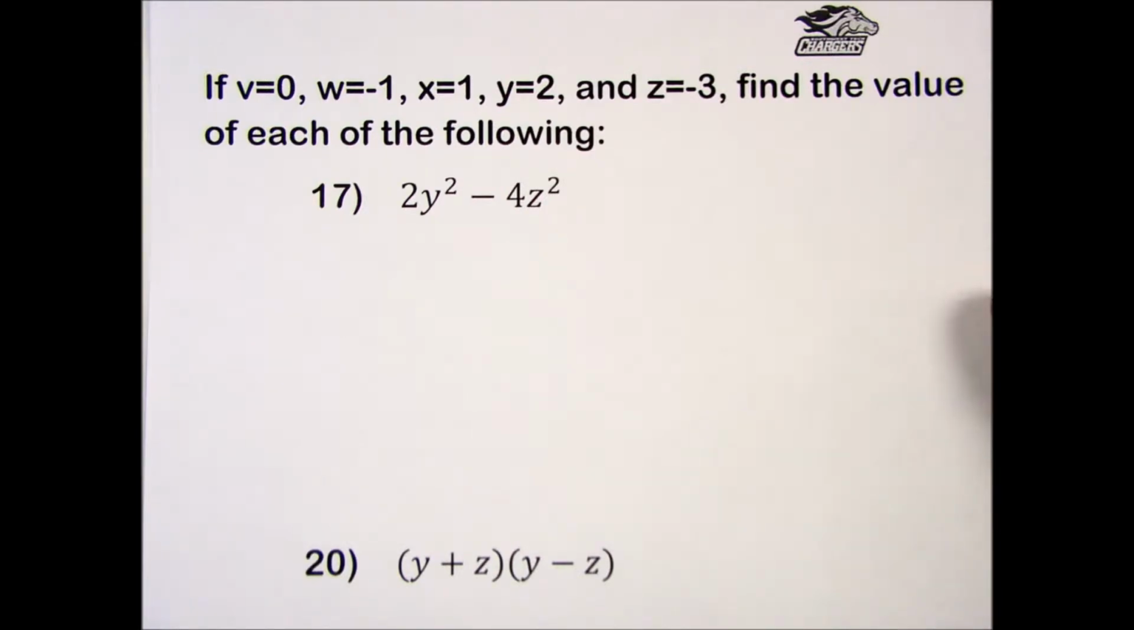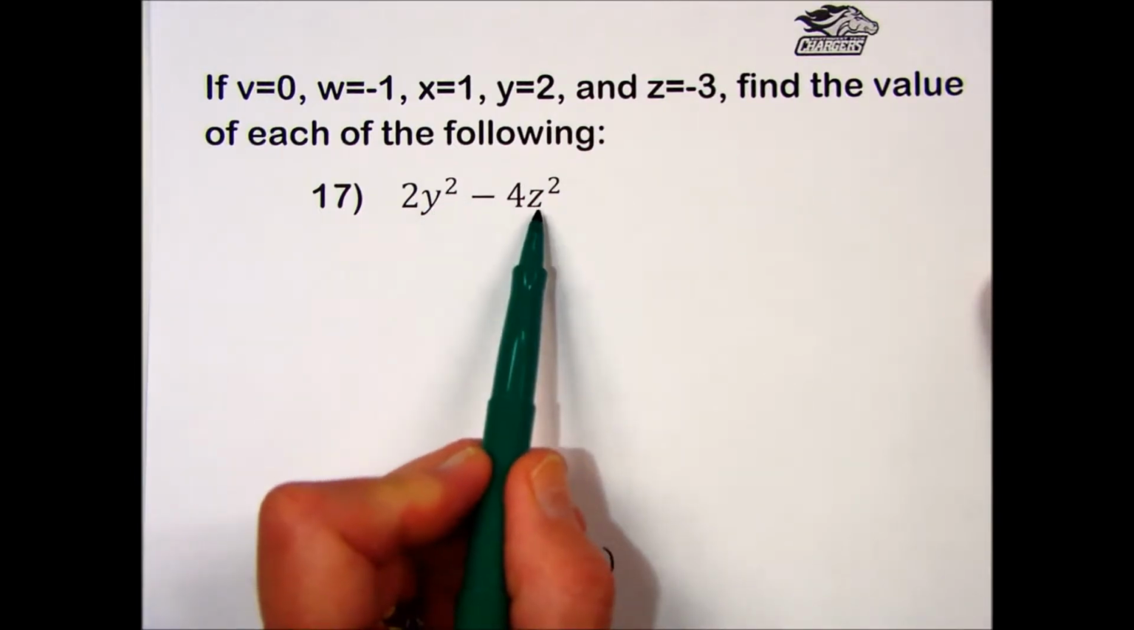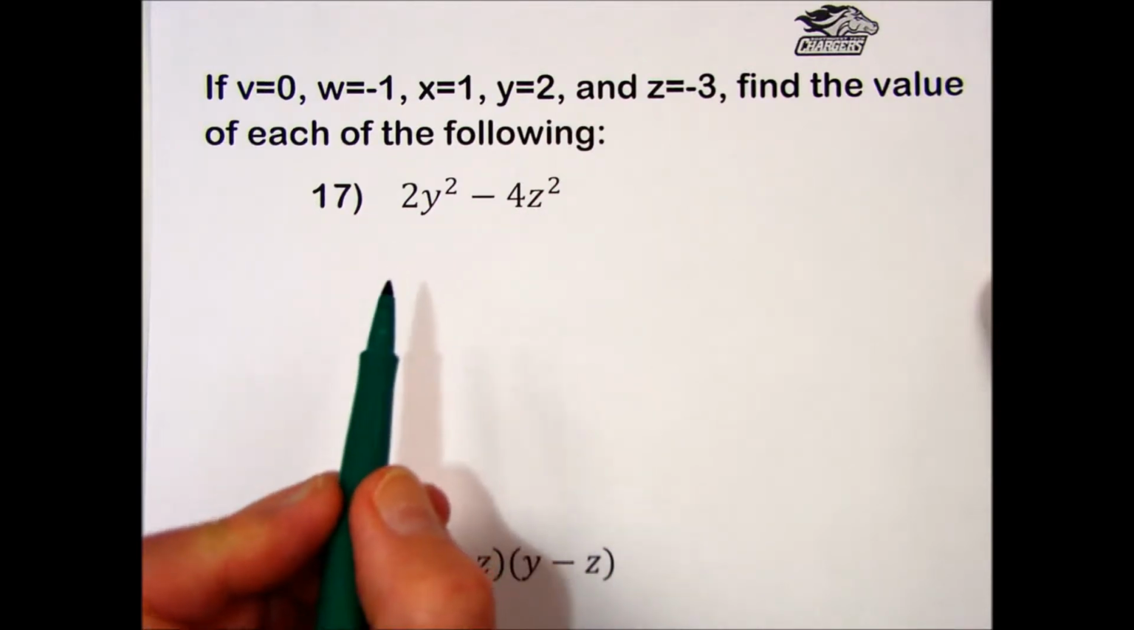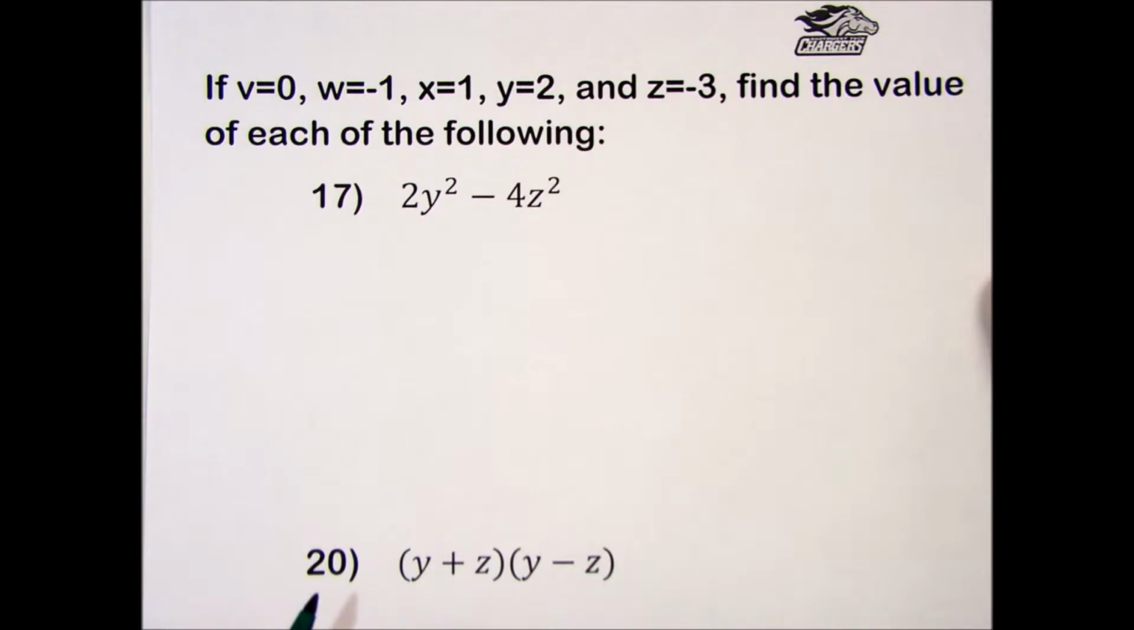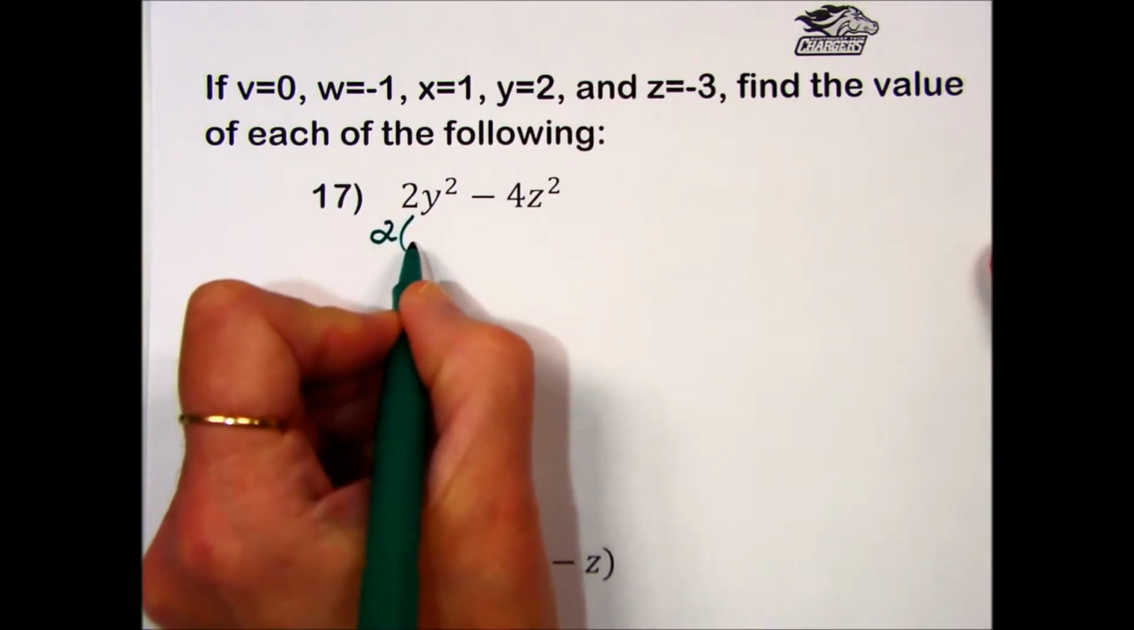In number 17, before we replace the variables with the values given, I'm going to look at what is the priority here following the order of operations. Exponents are going to have the priority, so we'll take care of each of those exponent terms. Next, we have an implied multiplication that would have the second priority, and then the last thing we'll take care of is subtraction.